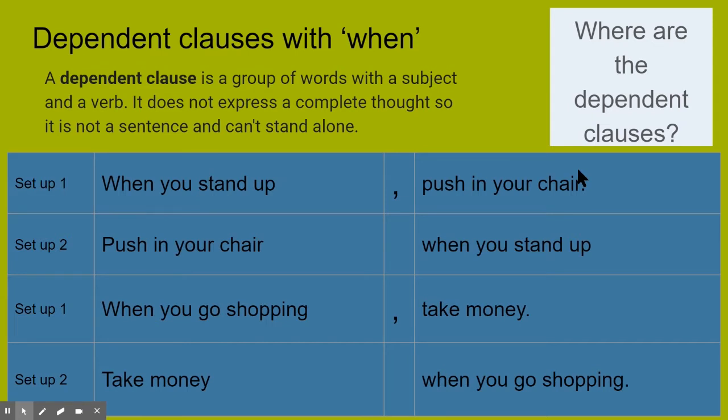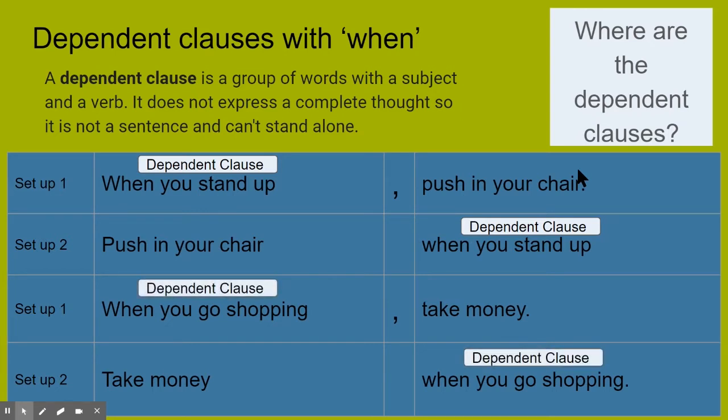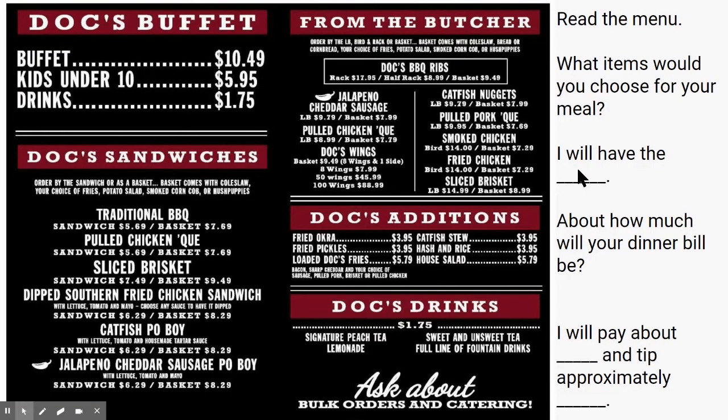When we are talking, we often use dependent clauses. Dependent clauses are groups of words with a subject and a verb, but they don't express a complete thought, so they can't stand alone. When we use these clauses, sometimes we have to use a comma and other times we don't. You can see those setups here. If the dependent clause is in the front of the sentence, you have to use a comma. And if it's in the back of the sentence, you don't use a comma. Okay? All right, so let's practice some of this.